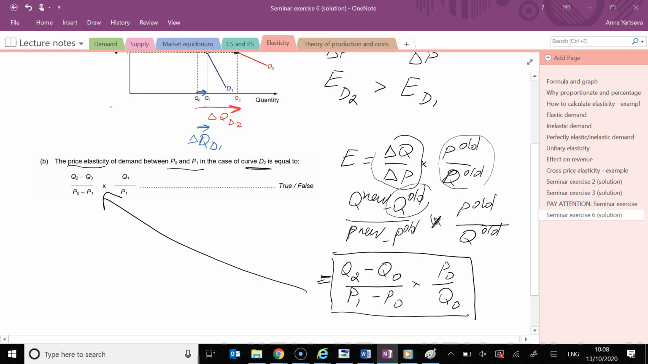Is it the same? No, it's not the same, because the first part is correct, but here we are relating to the wrong base. We are relating to the new quantity rather than old. That is why this would be incorrect, and the correct answer which you should have chosen is false. False is the right answer, because in our formula this element is incorrect. We need to relate to the original P0 and Q0 rather than P1 and Q1. Any questions?